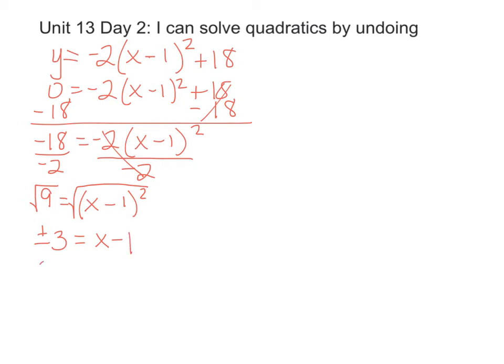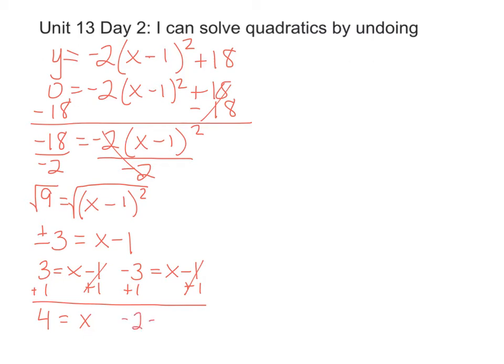That means 3 equals x minus 1, and negative 3 equals x minus 1. In both of those problems, on both sides, I'm going to add 1. And x is 4, or, we should say and, x is negative 2. Beautiful.